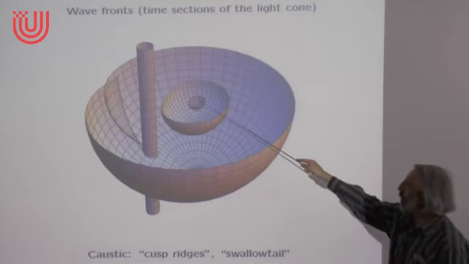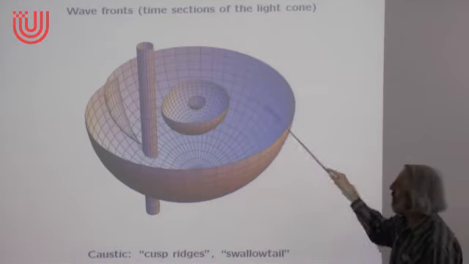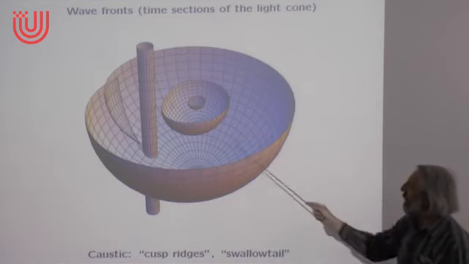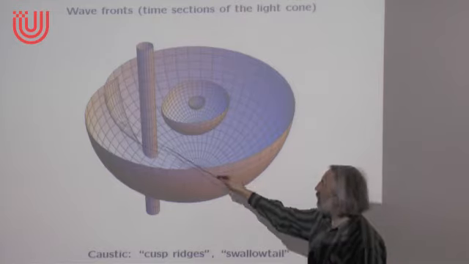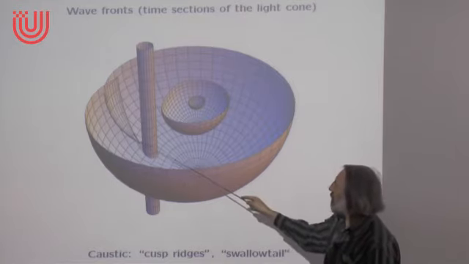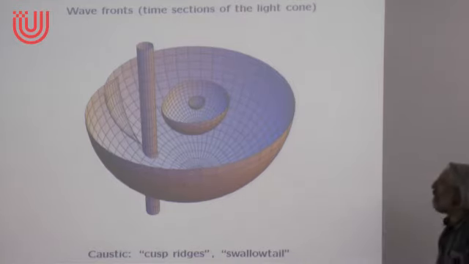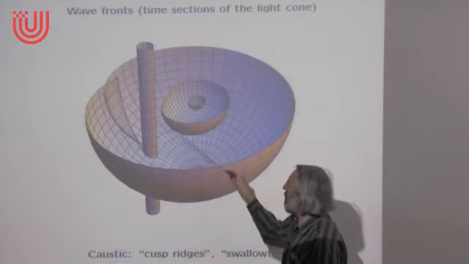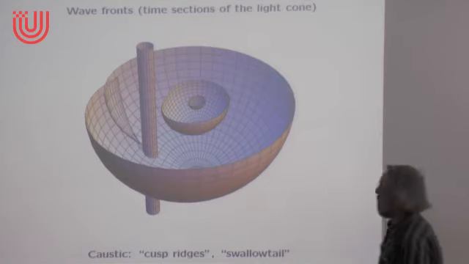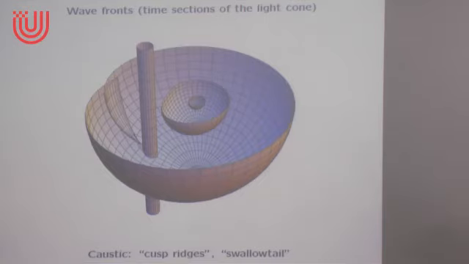So this is close to the vertex. Farther away from the vertex, it becomes bigger. And then, if the wavefront passes through the string, then the caustic is formed. So that's a spatial image of the caustic in this wavefront picture. So you see again, it looks like two cusp ridges coming together in a swallowtail. So here the caustics are cusp ridges and swallowtails. So that's the first example, the spacetime of a string.